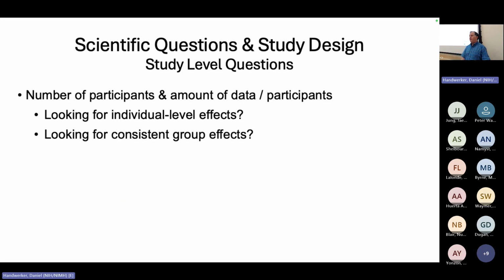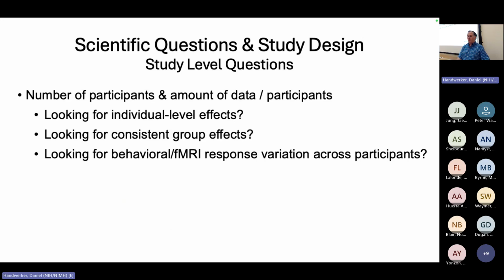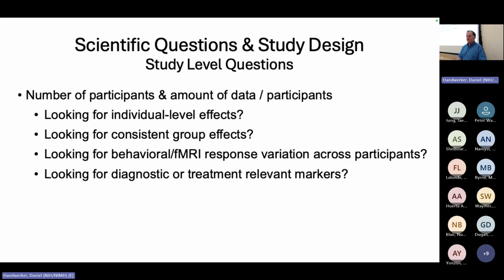Are you looking for a group effect? Then maybe your individual data could be a bit noisier, but you're going to get a lot more subjects in each group, so you can really compare. Are you looking for this behavioral fMRI response variation across participants? Then you really do need enough data in each individual that you're confident your behavioral fMRI relationship is at least clean enough to get good results. If you're looking for a diagnostic or treatment relevant marker, then your individual data has to be extremely high quality.